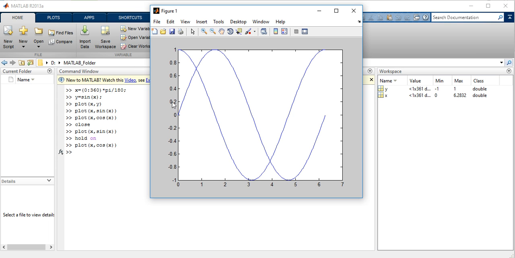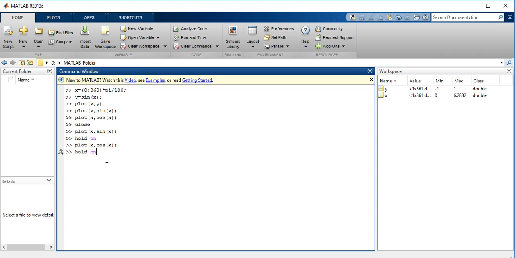We can give here a title, legend, x axis, y axis label, etc. To get back to its previous setting, we have to write hold off.